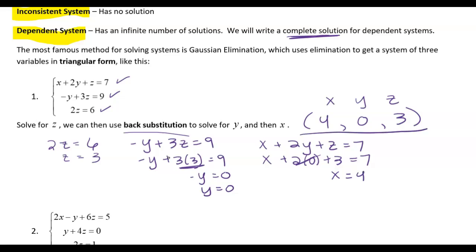So this is an independent system. It has one solution, which is 4, 0, 3. Make sure you always write it as that x, y, z point. And what we've done here is we've gone to three-dimensional, okay? And so we're no longer working with lines, we're working with planes, okay? Not like an airplane, but like a geometry plane, like a flat surface. And so this is the one spot where those three planes come together.